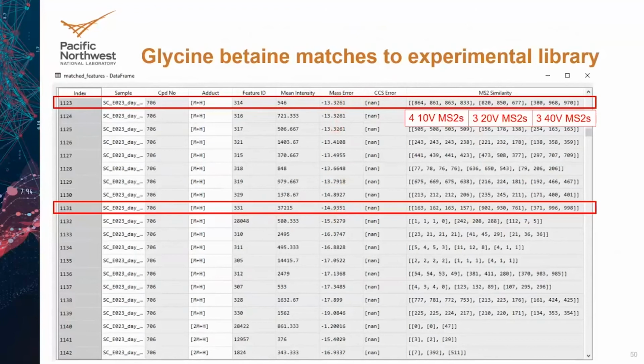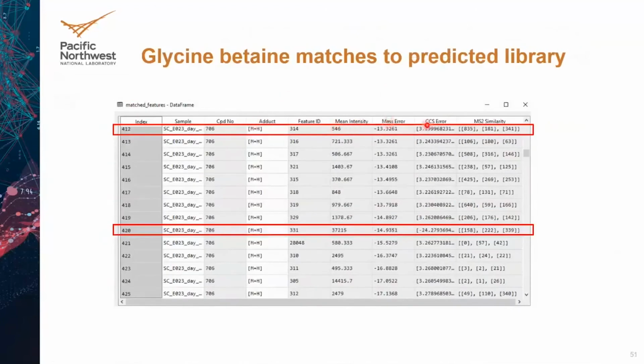But interestingly, if you go on and look at the CCS error, and again, these are all predicted CCS through our pipeline, the feature with ID 314 had a relatively reasonable match to CCS at about 3.2% error, whereas the feature at 331 had a poor CCS. And so although 331 had a few tandem mass spectra that matched well to experimental data, the predicted MSMS spectra did not match well, and the CCS predictions did not match well. So it doesn't mean that this isn't glycine betaine. I think it means it's not the particular gas phase conformer that we think it is.